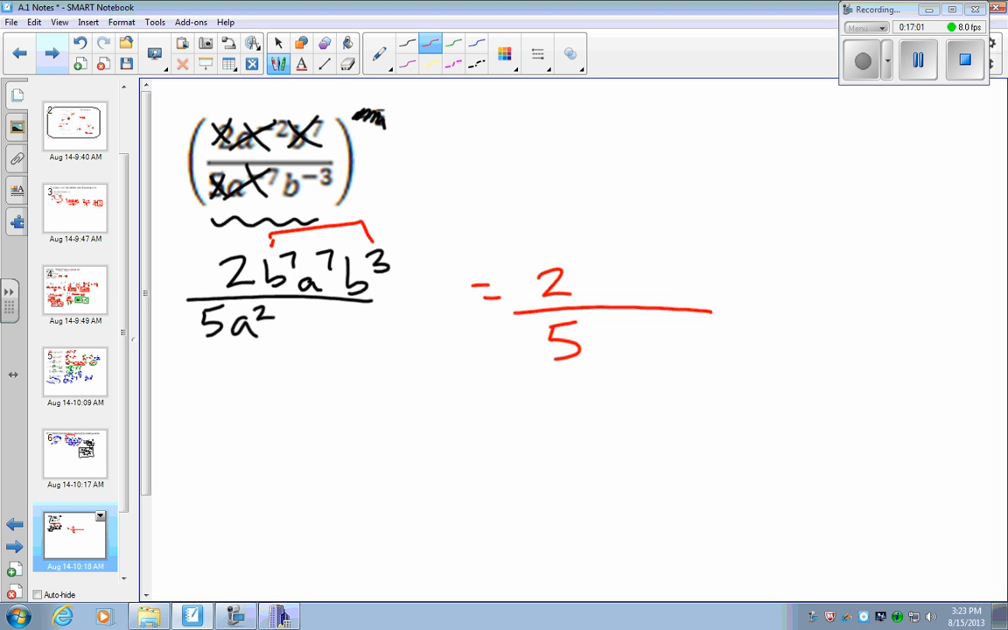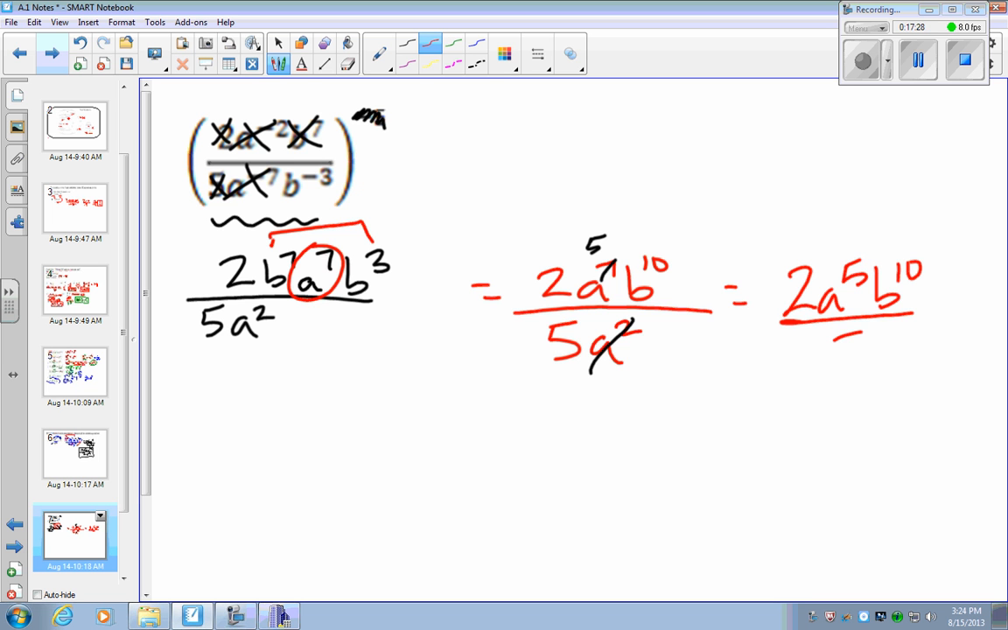On the top, I can combine the b's, and then I still have an a left over. I'm actually going to put the a first. So that's going to give me 10 b's there. On the bottom, I got an a squared. I take a look at it again. I got 7 over 2 a's, so I'm going to cancel those out. And that's it. 2a to the 5th, b to the 10th over 5.